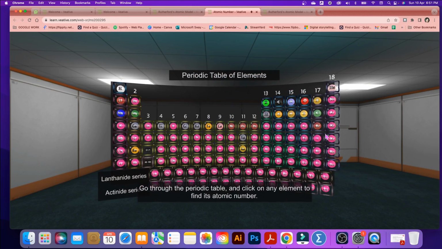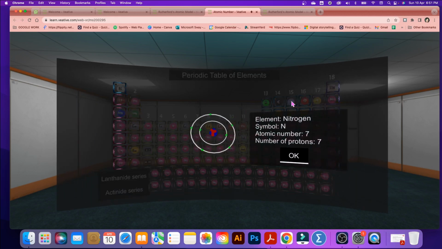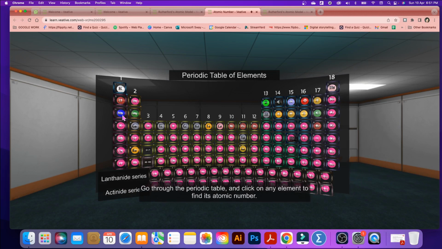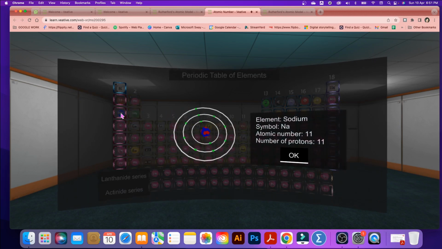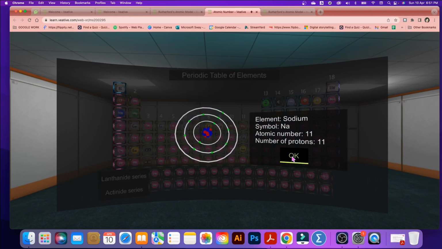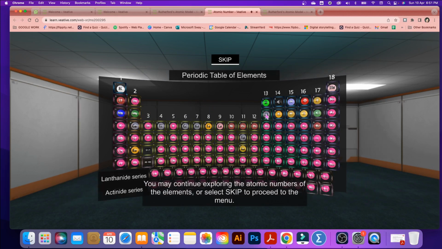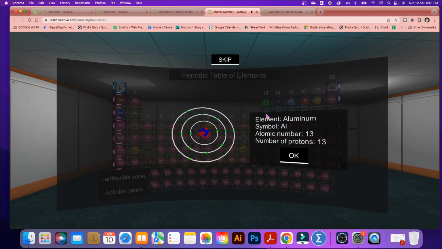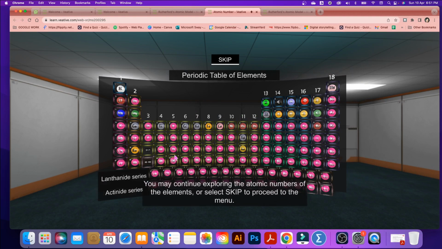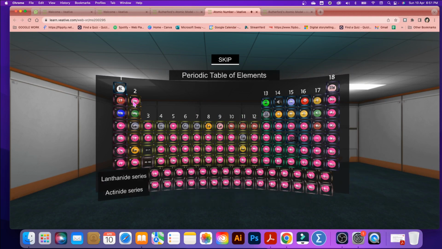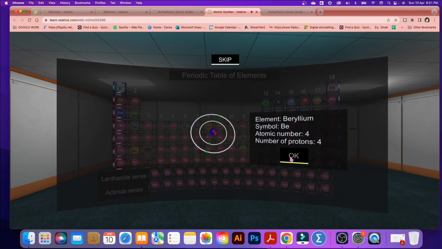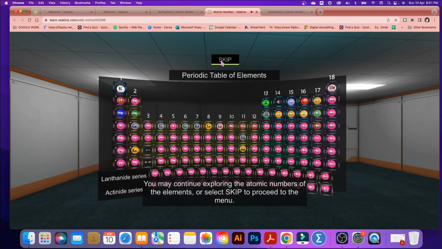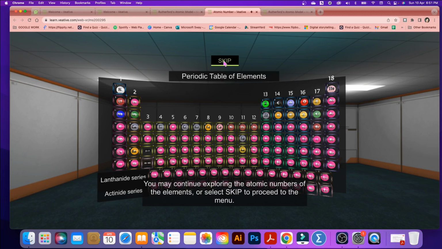Go through the periodic table and click on any element to find its atomic number. Element, nitrogen. Element, sodium. Symbol, Na. You may continue exploring the atomic numbers of the elements or select Skip. Element, aluminum. Symbol, Al. You may continue exploring the atomic numbers of the elements or select Skip to proceed to the menu.